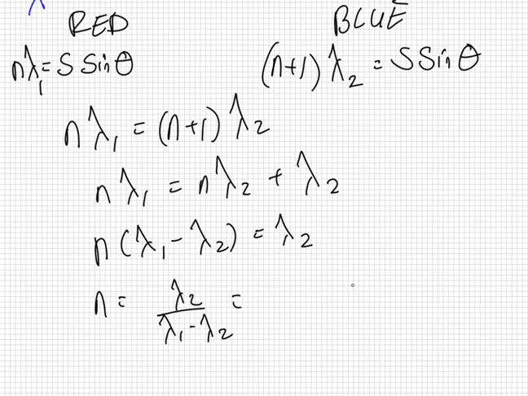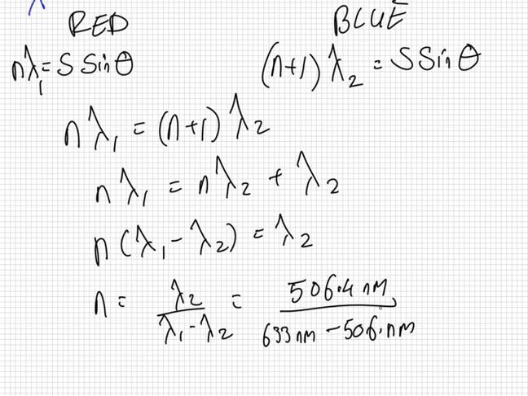So what's the wavelength for the blue? 506.4 nanometers, and for the red, 633 nanometers, minus 506.4 nanometers in the denominator. All those nanometers cancel. So what do you get here, please? Exactly. Amazing. So what's the n plus 1? 5.